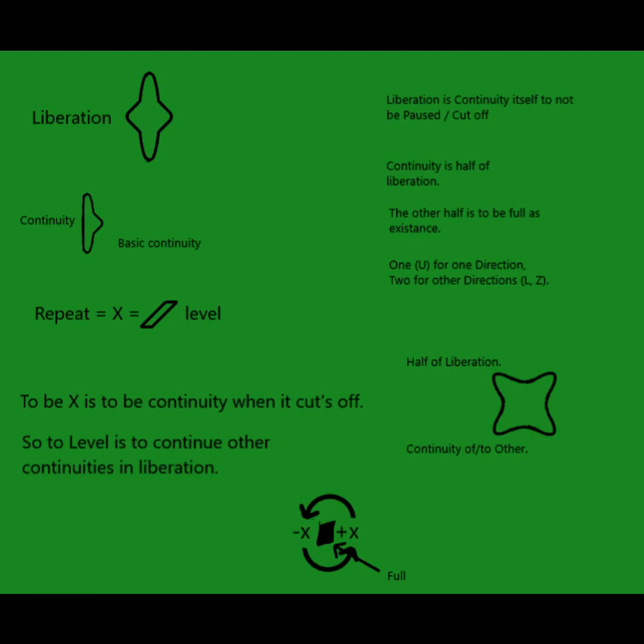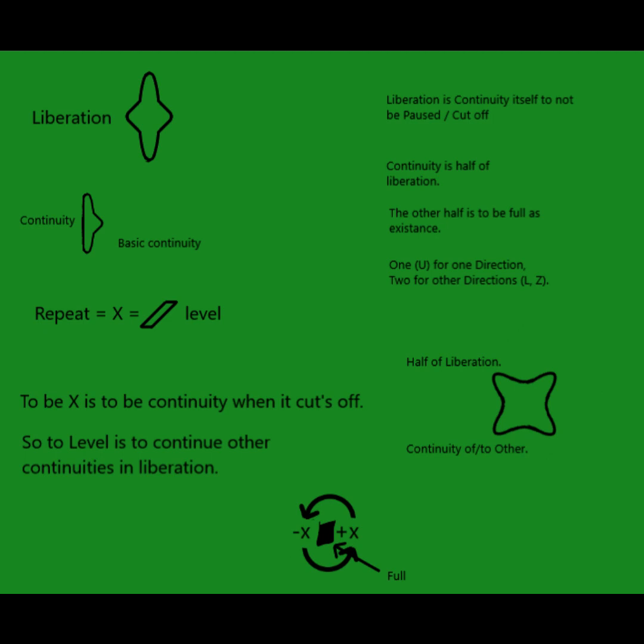Now the third and last page we're going to have is about liberation. On the top left side we can see the symbol of liberation. Below it to the left is continuity, basic continuity, that is half of liberation. And then on the bottom right side is the other half of liberation, the continuity to other.